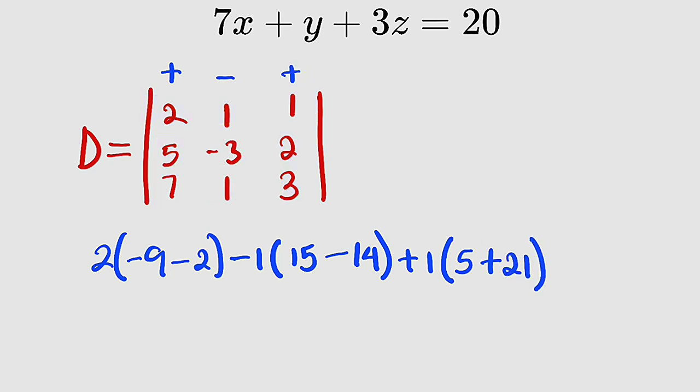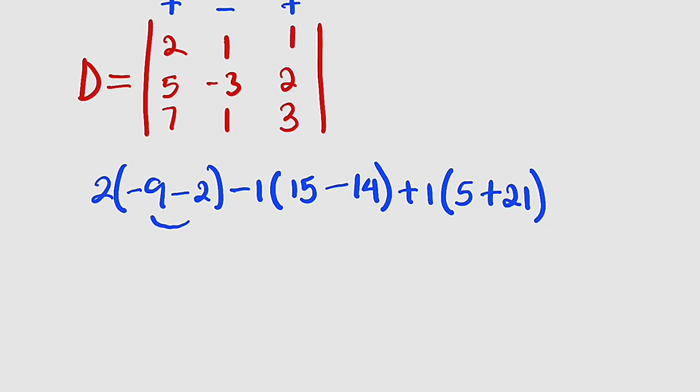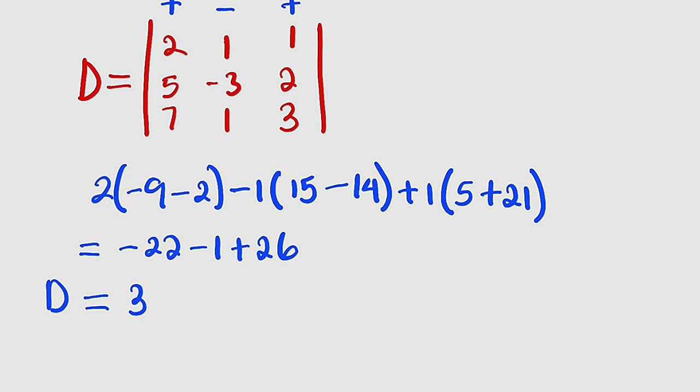So now let us evaluate this. Minus 9 minus 2 is minus 11 times 2 is minus 22. 15 minus 14 is 1 times negative 1 is still negative 1. This plus this is 26 times 1 is still 26. This is equal to positive 3. And hence the determinant of the constant coefficients is equal to 3.